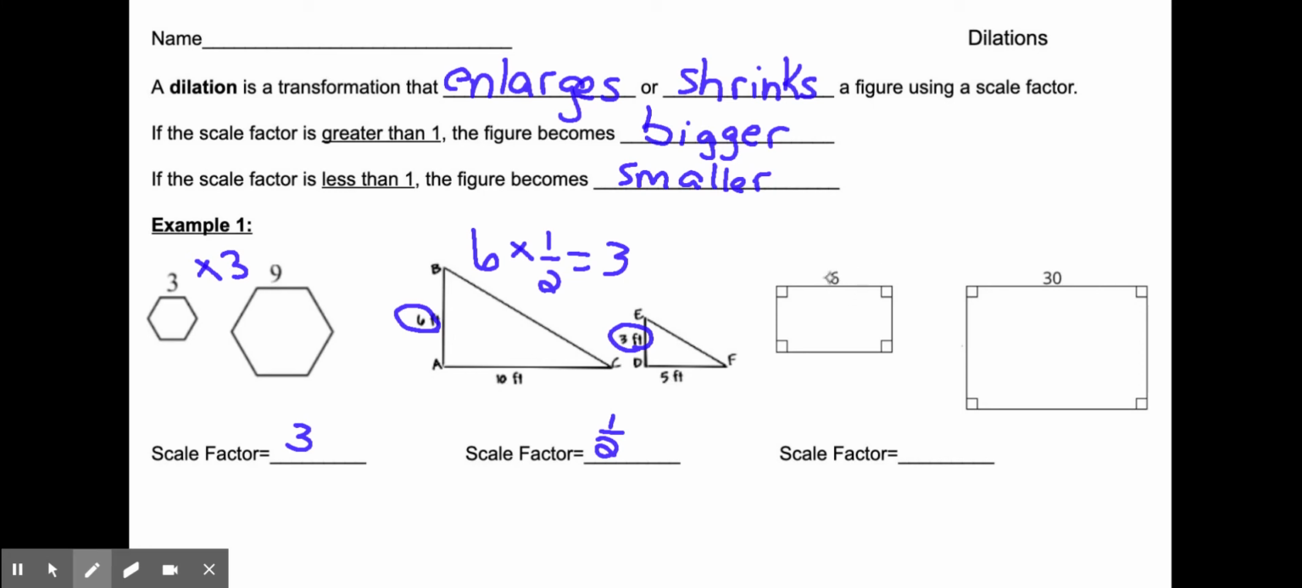Okay, my original side is 6. My new side is 30. What happened? What do I multiply 6 by to get 30? I multiply 6 by 5. So my scale factor is 5.